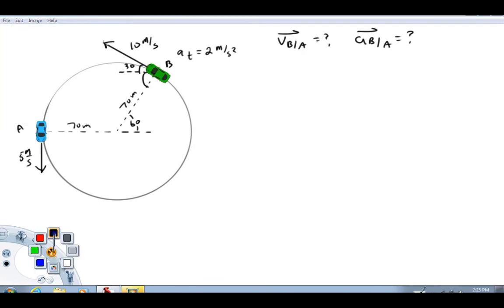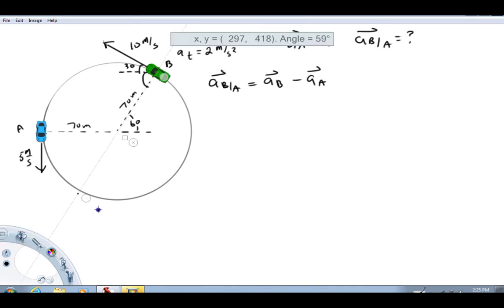All right. So now we're going to work on acceleration of B with respect to A. So acceleration of B with respect to A is going to be given by acceleration B minus acceleration A. I'm going to do the easy one first, acceleration A. Now, when we look at car A, its velocity vector points straight down, but we need to recognize there's a centripetal acceleration that points to the right. So I'm going to go ahead and draw that vector on car A, and I'm going to draw my acceleration vectors in red. So car A has a centripetal acceleration that points inward.